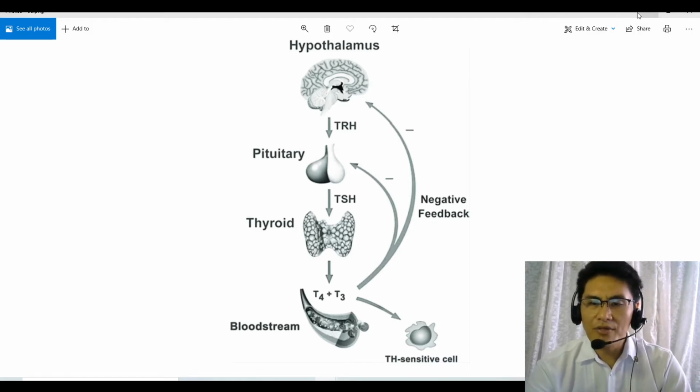Okay, so that is how the HPT axis in the body works. Hypothalamus, pituitary, and thyroid. We call that the HPT axis. Again, very important in the metabolism of your body.